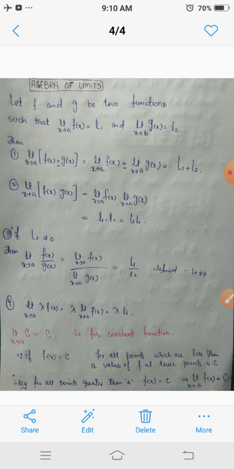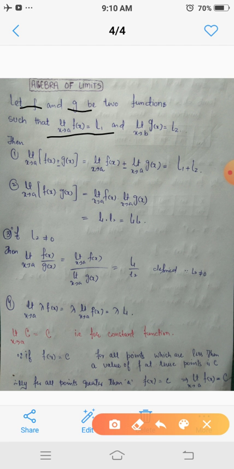Now today we are going to discuss the algebra of the limits. That is, if we have two functions, say f and g, such that at the point x equals a, the limit as x tends to a of f of x is L1, that is, the limit of f at x equals a exists. Similarly for g, the limit at x equals a is L2. So for both functions, the limit at a point exists.